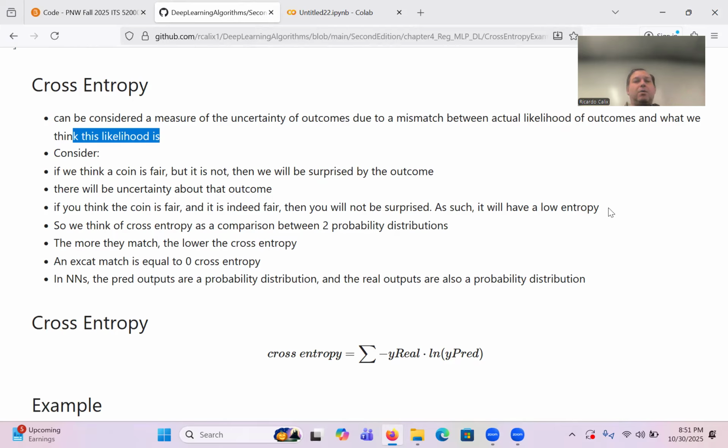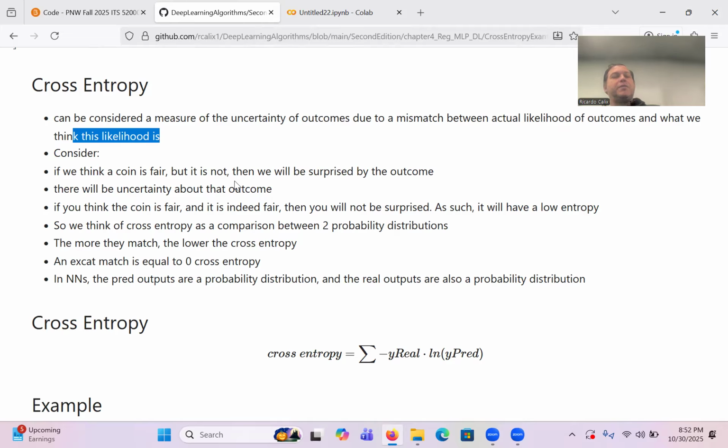Now, the other case: if you think the coin is fair and it is indeed fair, then you will not be surprised. When will this happen? Cat and dog, 1, 0. And guess what? My prediction, 0.98, 0.02. Do you see how I'm less surprised here than in the other case? And that's exactly what cross entropy is doing. It's comparing the real and the predicted.